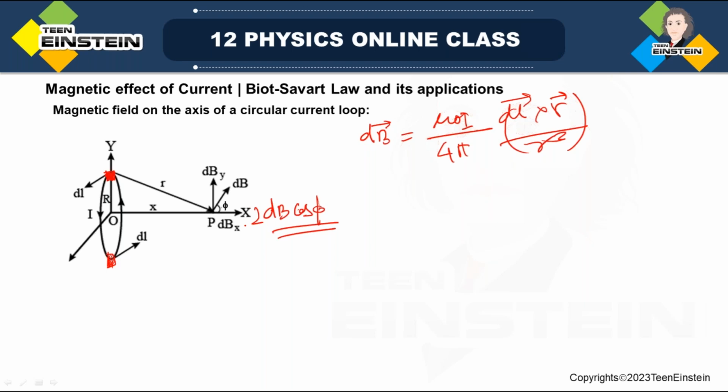And see, to calculate, actually look here, we'll ultimately be using this general formula mu 0 I by 4 pi.